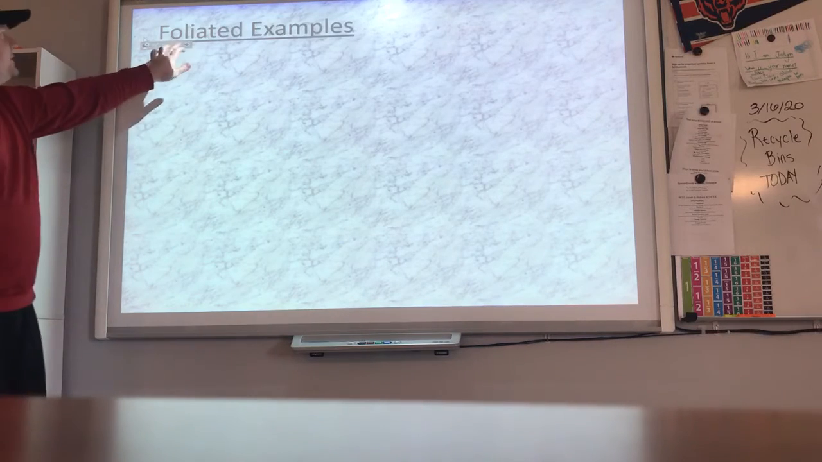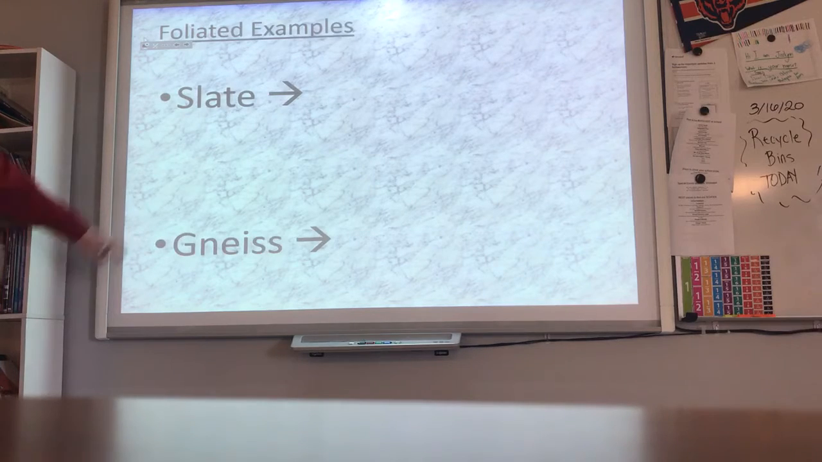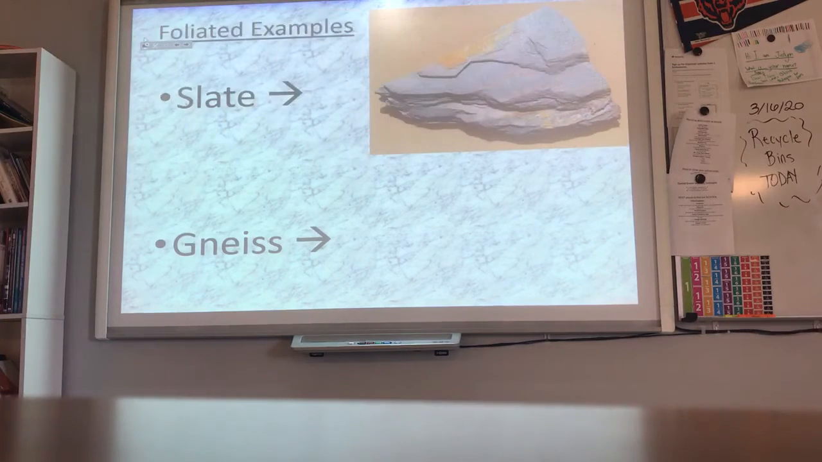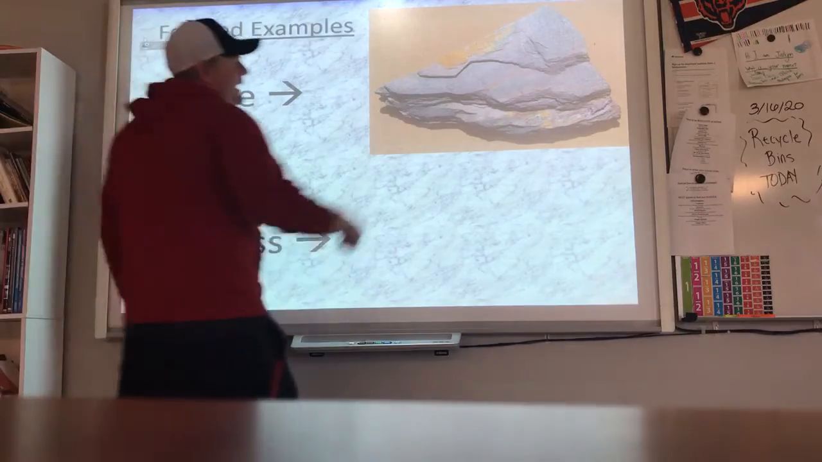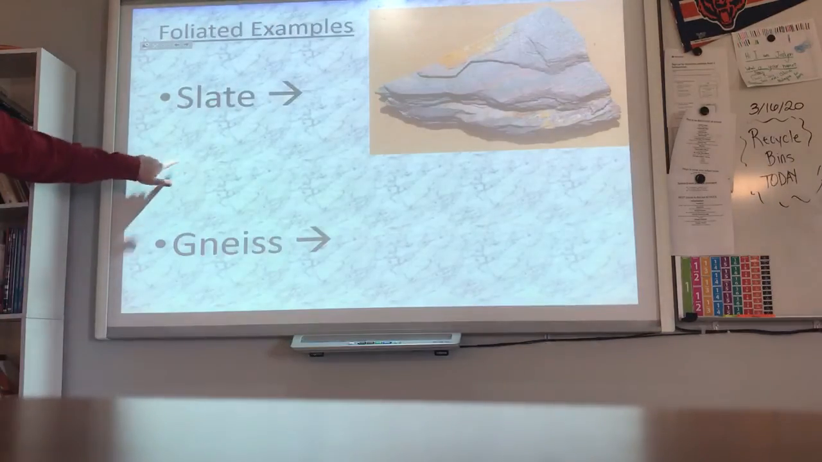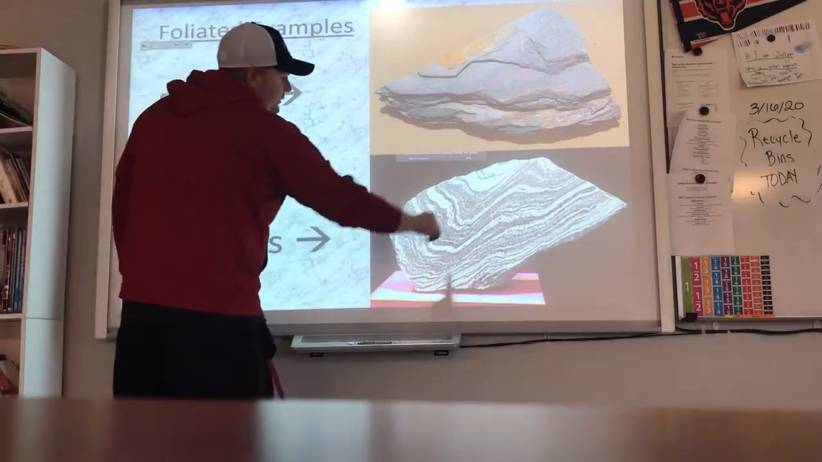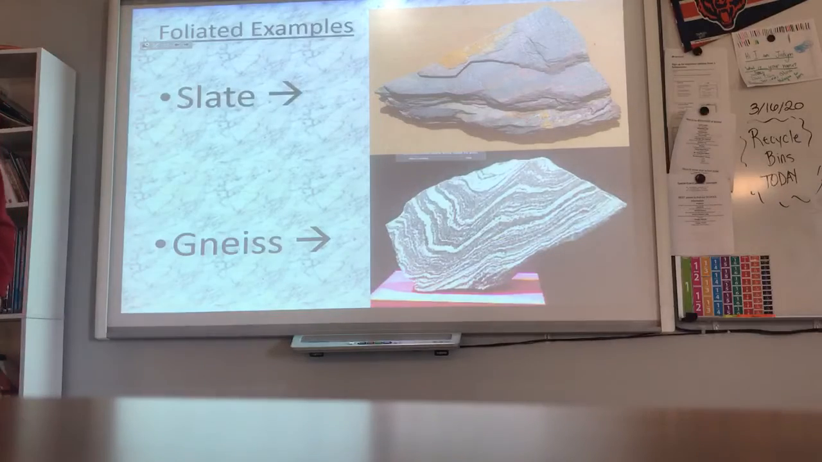Foliated examples. So examples of foliated rocks. There's slate. There's gneiss. Slate looking like that. You can see the bands of colors running through there, depending on how good my video quality is. Gneiss, you can definitely see the bands of colors running through there. Note, they don't have to be straight.